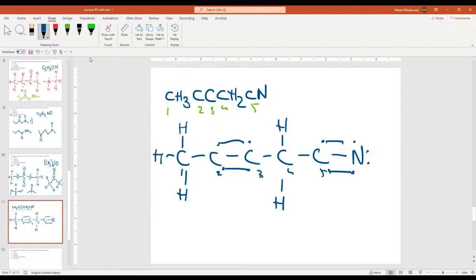So if you were to draw the line angle formula for this molecule here, probably the easiest way to do that will be just to draw the line here. So this is your carbon, now carbon 1, 2, 3, and 4. Then you have a carbon number 5. You're going to draw it as an angle, and then you have a triple bond and lone pair of electrons.